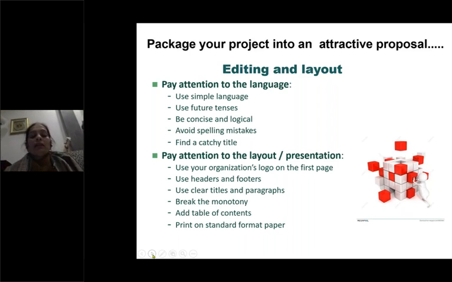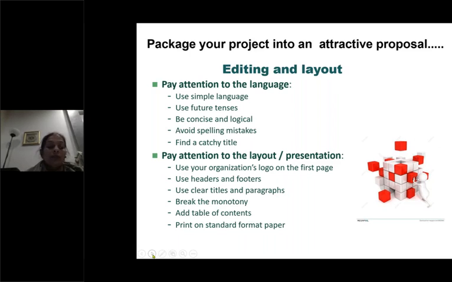And then pay attention to the layout or the presentation. Use your organization logo on the first page, headers and footers. Use clear titles and paragraphs. Break the monotony, in the sense, don't have long paragraphs, and give more figures, because that always helps. If you are presenting a methodology for a project, rather than writing the whole methodology for 2 or 3 pages, you make block diagrams and give the conditions or the steps. That will be easier to understand, and that will always give you an edge over writing those big paragraphs.